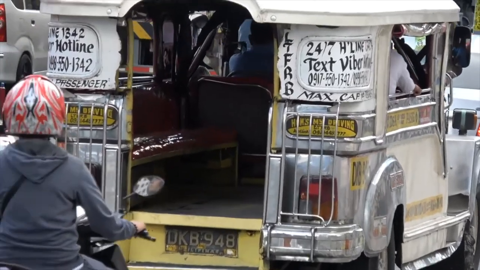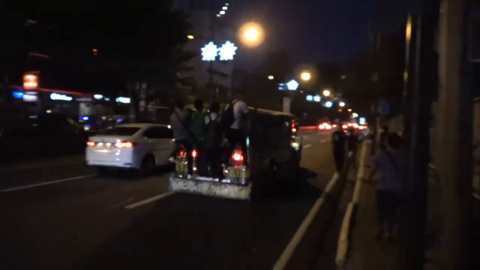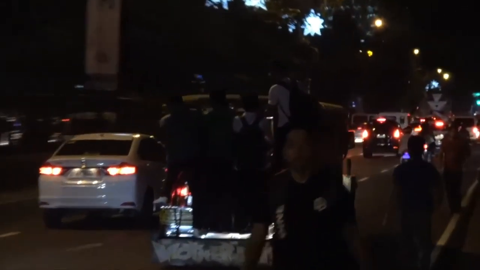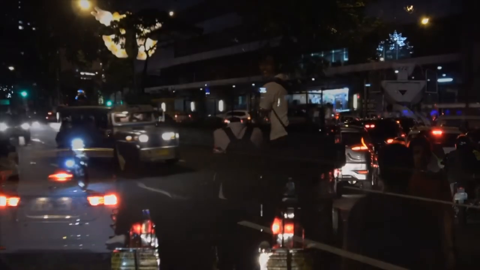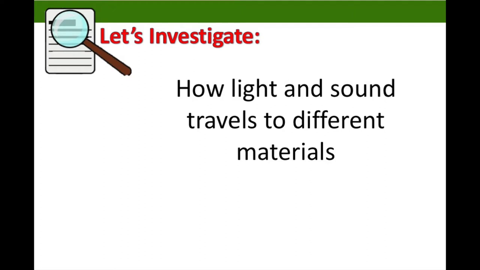Light is important because it makes us see objects around us. A soft sound is music to one's ear, while a loud sound is unpleasant and unwanted. These two forms of energy help us to see and hear objects around us. So for today's lesson, let's investigate how light and sound travel through different materials.